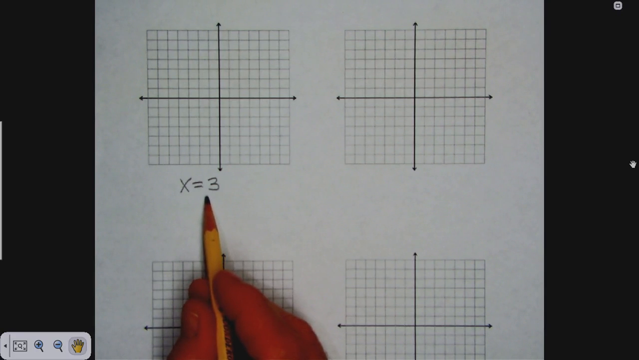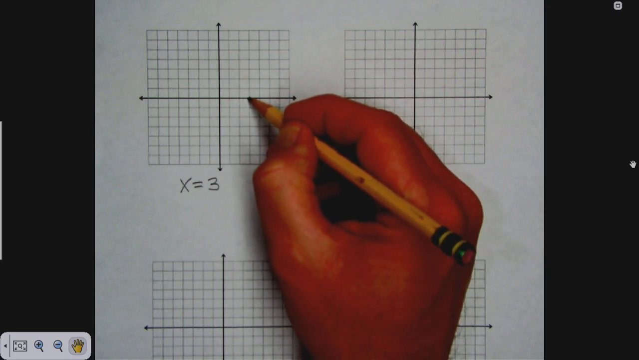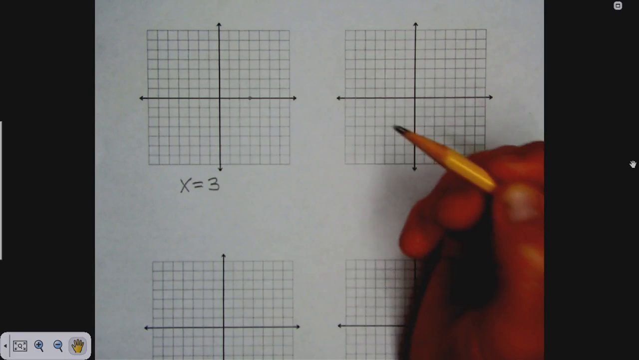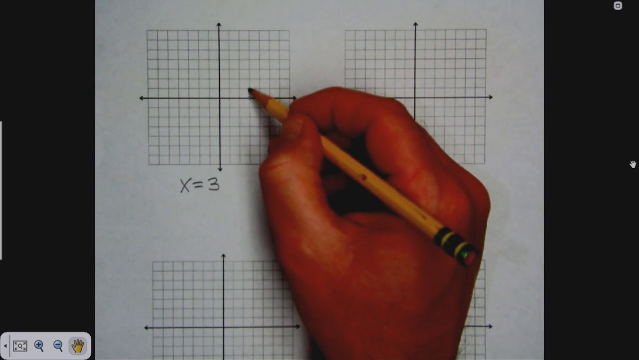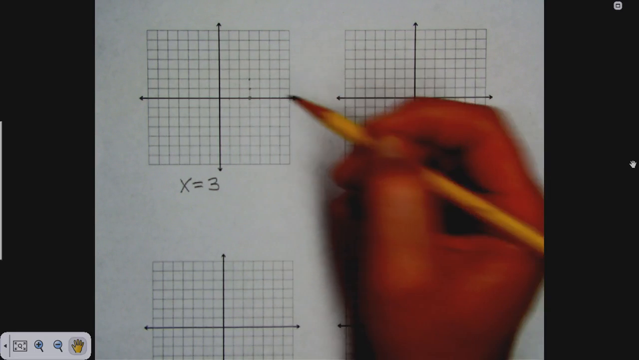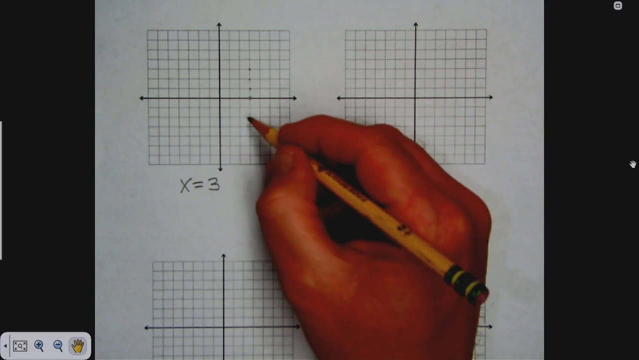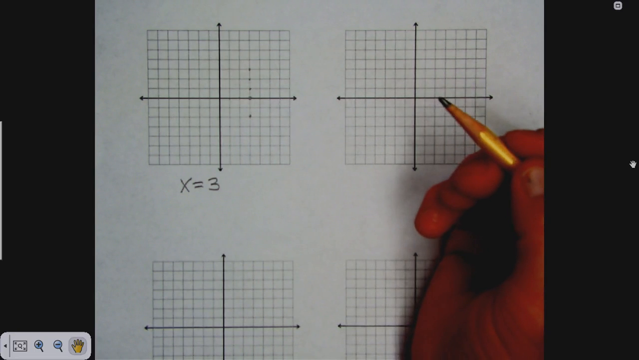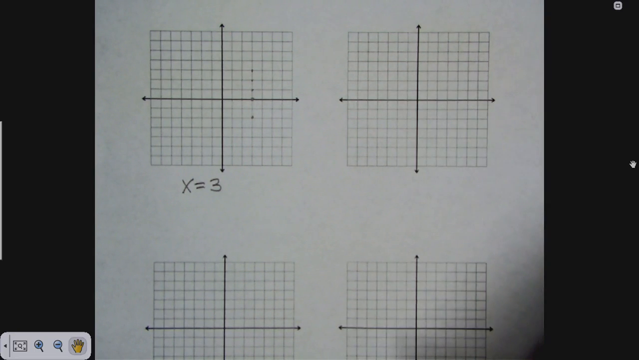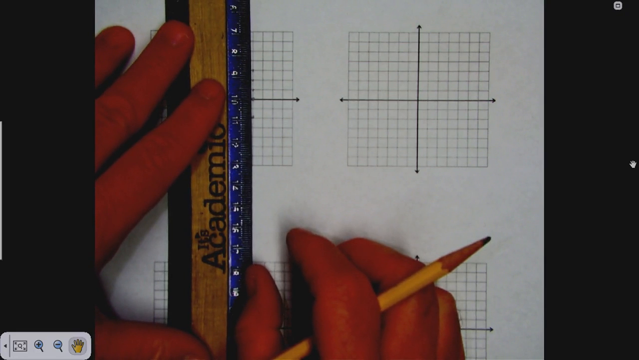Well, the easy way to graph this is to think, where is x always 3? Well, x is always 3 at 1, 2, 3. That point is (3, 0), right? X is 3 there. This point here is (3, 1). X is 3 there. This is (3, 2), right? X is 3 there. (3, 3). X is 3 there. (3, negative 2). X is 3 there.